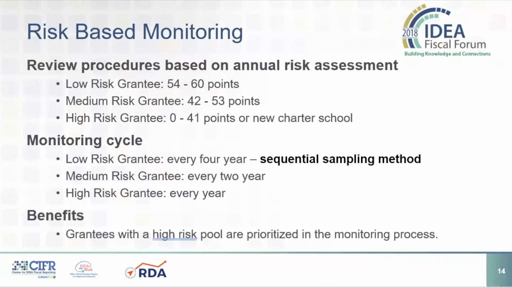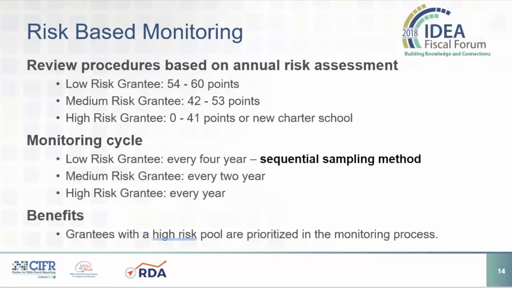And then if an LEA ends up with a score between 54 and 60, they will be considered as a low-risk grantee. And if they have a score between 42 and 53, then we will consider them as medium risk. And if they have a score of less than 41, it will be a high risk pool. And then when we create these groups, all the LEAs that are in the low risk pool will go through the sequential sampling method that I just described in my previous slide.